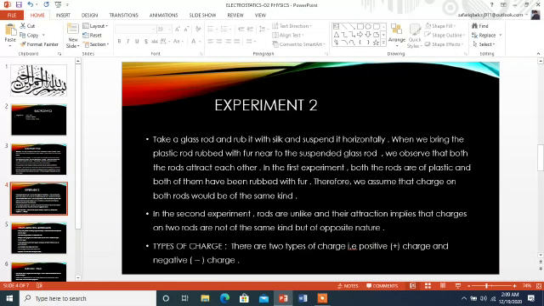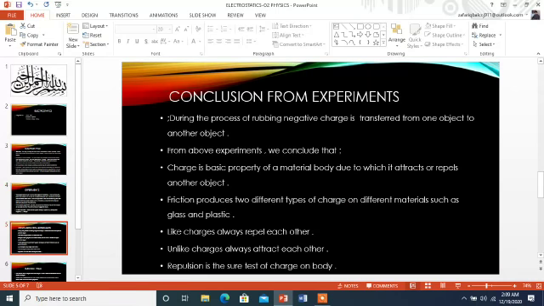In the second experiment, the rods are unlike and their attraction implies that the charges on the two rods are not of the same kind but of opposite nature. So definitely they have different types of charge on them. Now, types of charge. There are two types of charge, positive charge and negative charge.